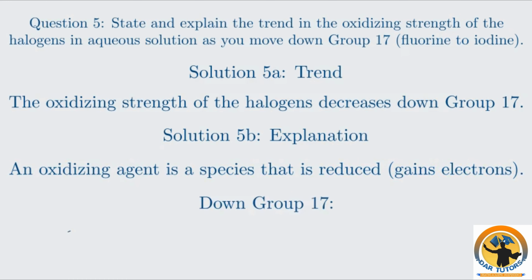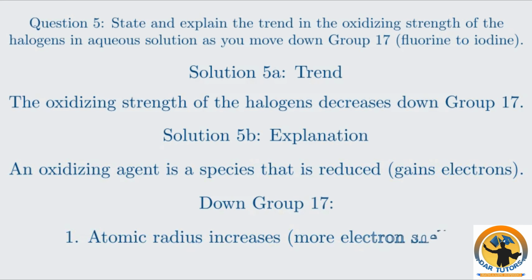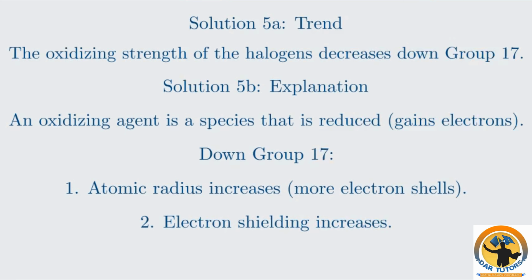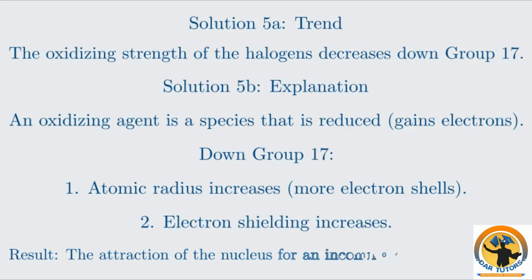Down the group, the atoms have more occupied energy levels, making them larger. There is also increased electron shielding from the inner electron shells. This combination means the attraction between the nucleus and a potential incoming electron is weaker. Therefore, the elements further down the group are less able to attract and gain an electron, and their tendency to be reduced decreases. This makes them weaker oxidizing agents. Fluorine, being small and having little shielding, has the strongest attraction and is the most powerful oxidizing agent.